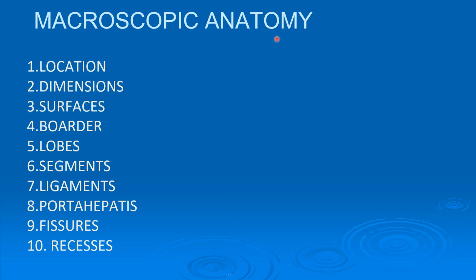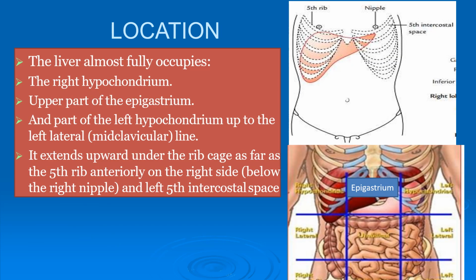First, let us see about microscopic anatomy. We will see it in terms of location, dimensions, surfaces, border, lobes, segments, ligaments, porta hepatis, fissures, and recesses. First, about its location.